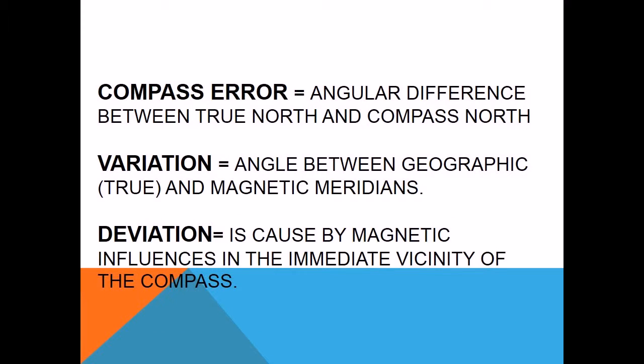Compass error: angular difference between true north and compass north. Variation: angle between geographic, true, and magnetic meridians. Deviation is caused by magnetic influences in the immediate vicinity of the compass.